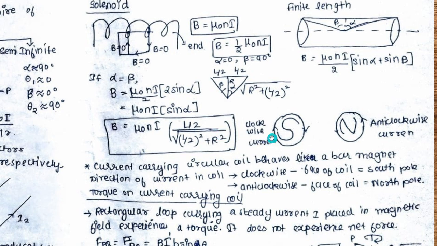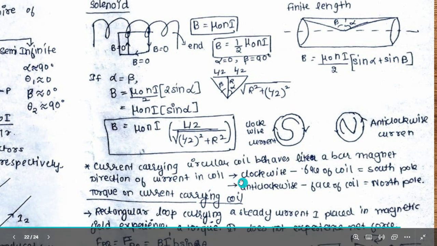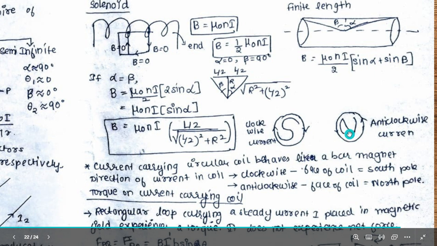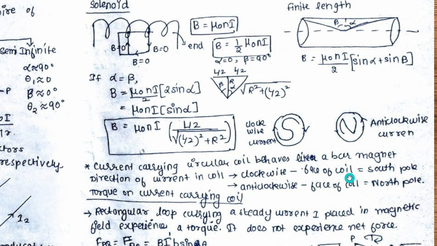Now, as you can see here, the current carrying circular coil behaves like a bar magnet, wherein the direction of current in the coil is clockwise. If it is clockwise, then the face of the coil acts as a south pole. Here you can see clockwise current like this, it acts as a south pole. You can also guess with the letters here, right? And if the current moves in the anti-clockwise direction, the face of the coil acts as the north pole.